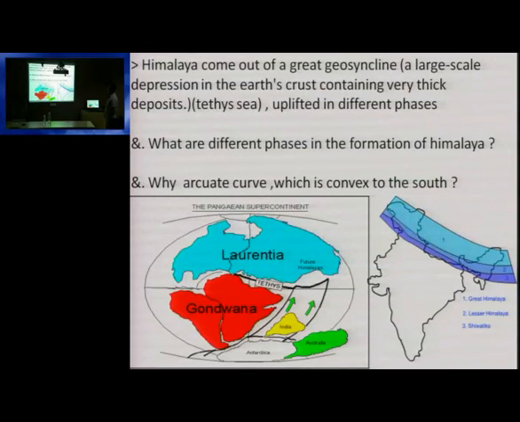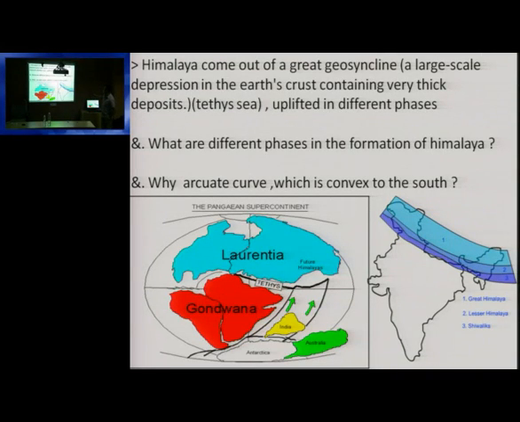Himalaya came out of a great geosyncline. You know what is geosyncline? Suppose a large scale depression in Earth's crust containing very thick deposit. That is geosyncline. But please try to remember these statements: large scale depression, thick deposits. Suppose in exam they ask you to define geosyncline, you know this one. You know what is depression, and there was a depression. There is very thick deposit also. But suppose if you miss out geosyncline, it might be a very tough concept. That particular question is completely missed.